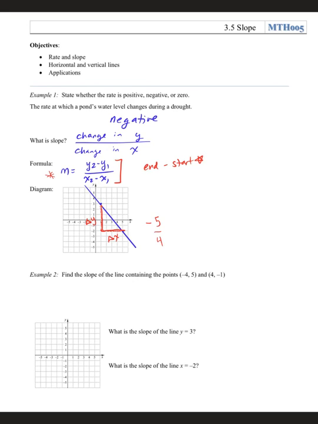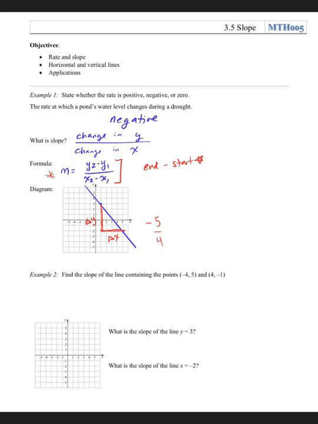Example 2, find the slope of the line containing these points. Now drawing pictures always works out nicely. However, sometimes you might have numbers that are really large and you're not going to be able to plot them on a grid. Or maybe you have decimals or fractions and you can't just count the blocks nicely and easily. So that's why we have to use the formula that we just previously looked at.